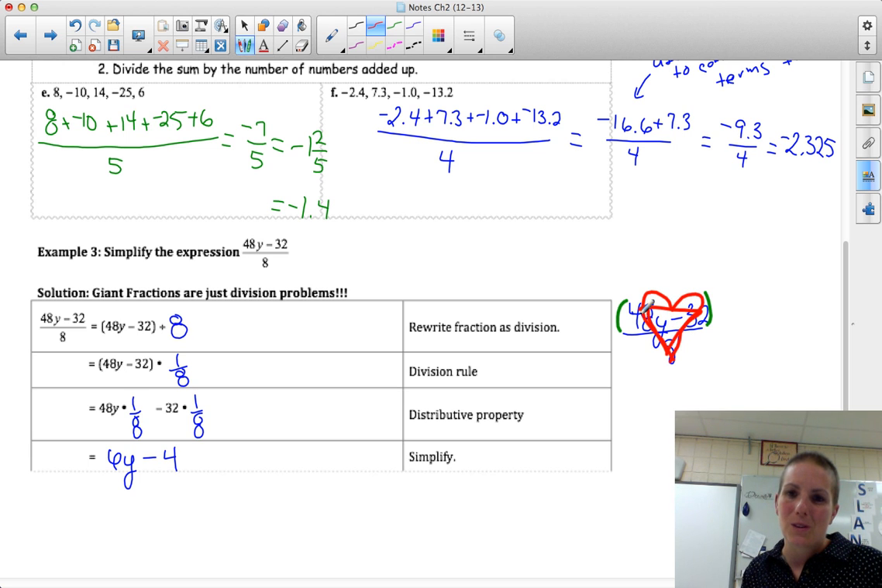So when I do 48y divided by 8, I get 6y. We do -32 divided by 8, and we get -4. And we do 8 divided by 8, and we get 1. We know that every fraction that has a denominator of 1, that 1 can go invisible. So we end up with 6y minus 4. So those are either heart or triangles, depending on how you want to look at it.